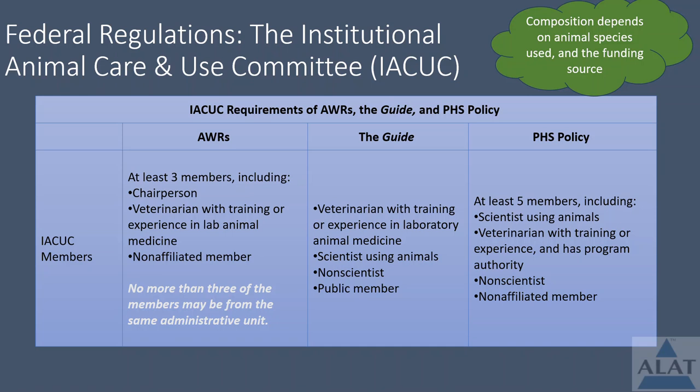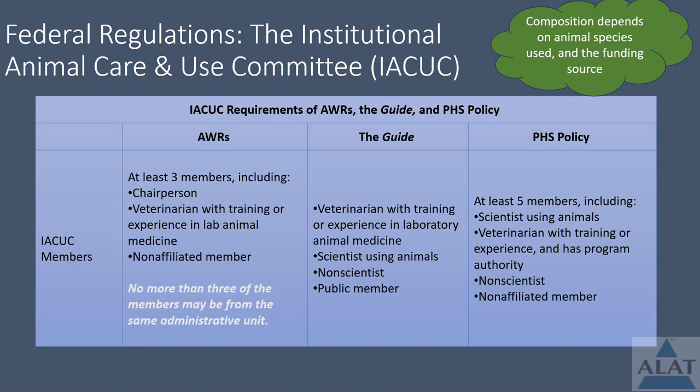The IACUC must have at least 3, but typically 5, members, with no more than 3 individuals coming from the same unit. These include a chairperson, a doctor of veterinary medicine, DVM, with experience in laboratory animal medicine. A non-affiliated member, someone with no connection to the facility and no prior experience working with laboratory animals. This member represents the general public's interest.